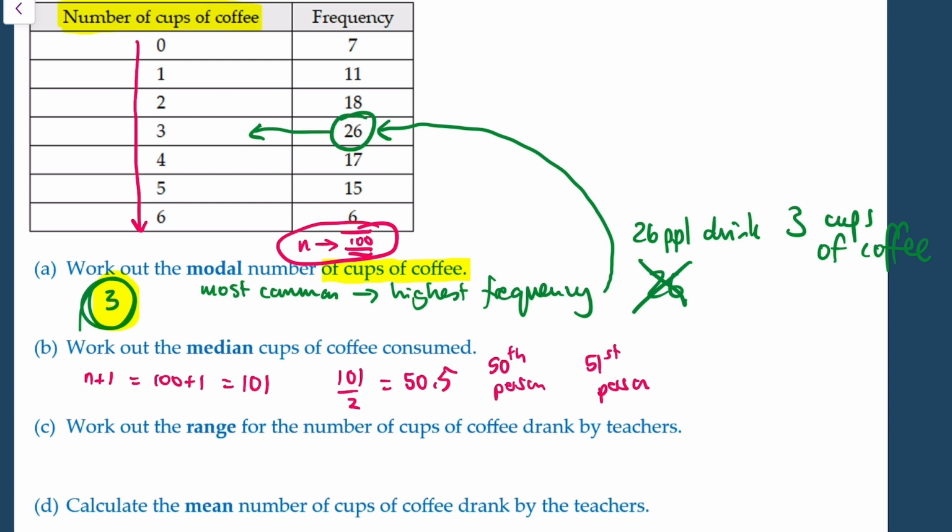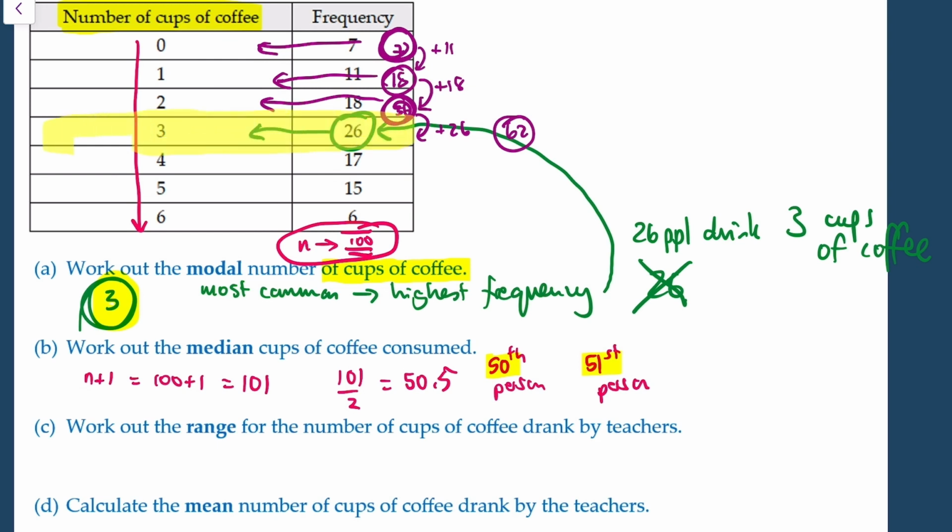So let's work that out. Well, the first 7 people drank 0. Then I add 11, so I'm getting up to 18 here. So that's up to 1. Then I add 18 again to get me to 36. Right, 36 is up to 2. And then I add 26. So 36 add 26 gives me 62, which means 50 and 51 must lie in this row.